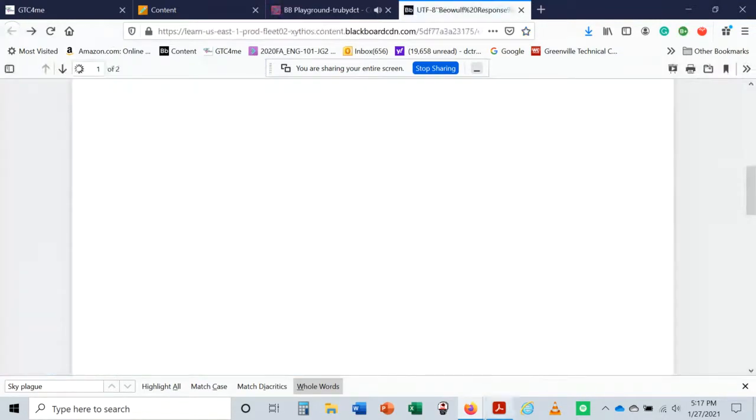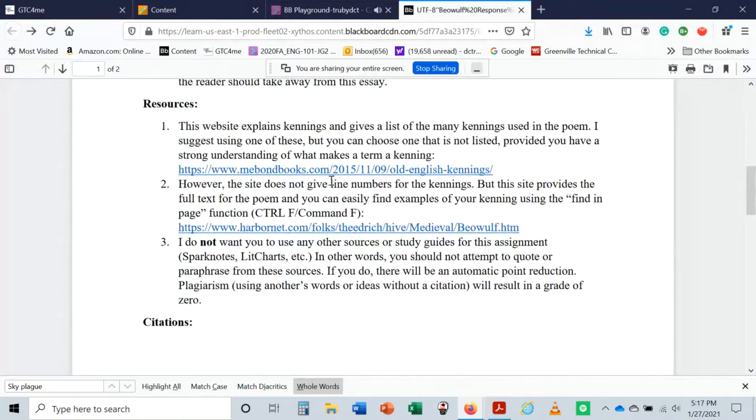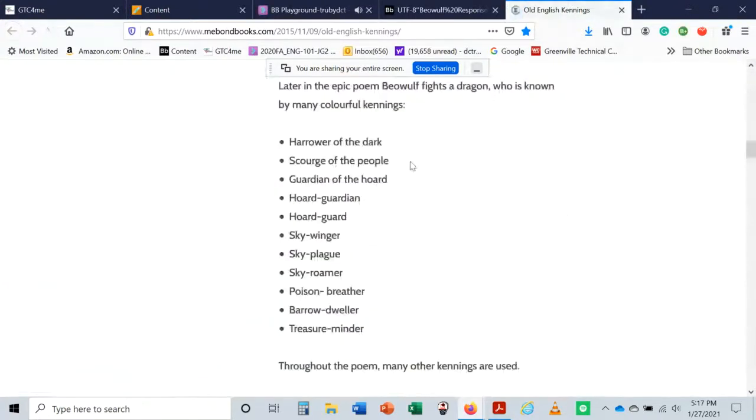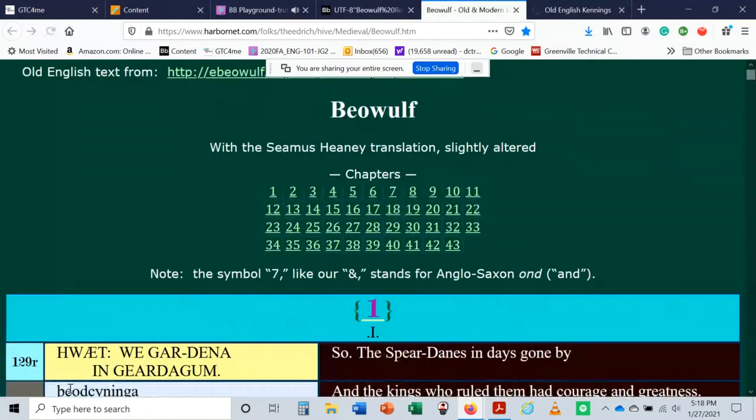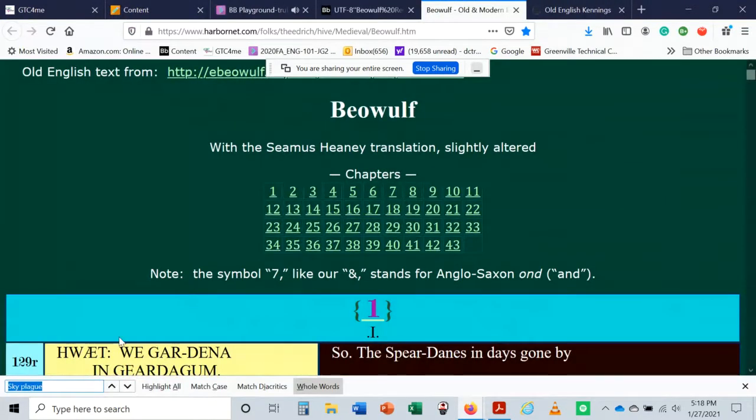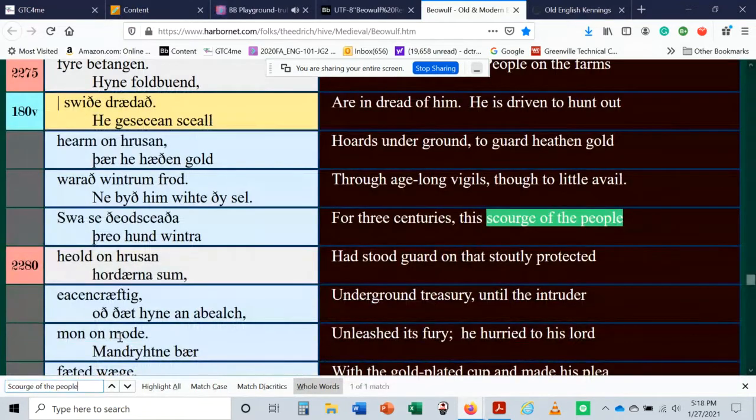Okay, let me try another example. They're supposed to be all from the same translation. Let's try Scourge of the People. Sometimes differences in spelling or with a hyphen can make a difference. So let's try this. Scourge of the People. See, it came up right away. So I just picked a bad apple. So here's our example, right? And so you can see what line it's in. You can go back and find it and cite it correctly in your essay.